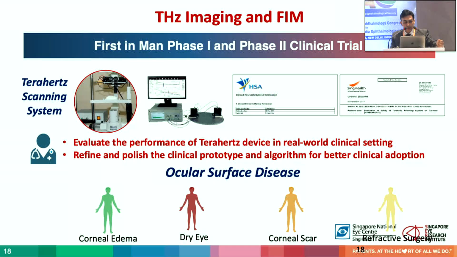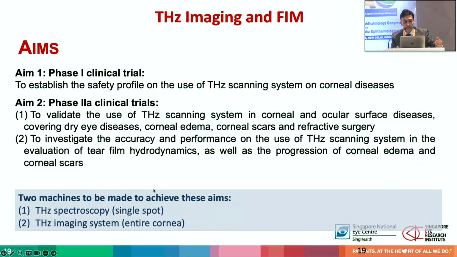This is a prototype machine that we have. It's attached to a slit lamp, and of course there's a massive computer linked to it. The idea was to do a phase 1, phase 2 study. The phase 1 study was done on non-seeing eyes, and then we proceeded to a phase 2A study where we took patients from my corneal clinic who had Fuchs or mild edema, as well as patients who had scars.